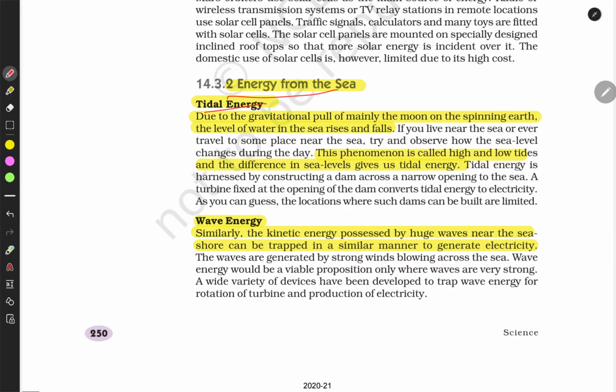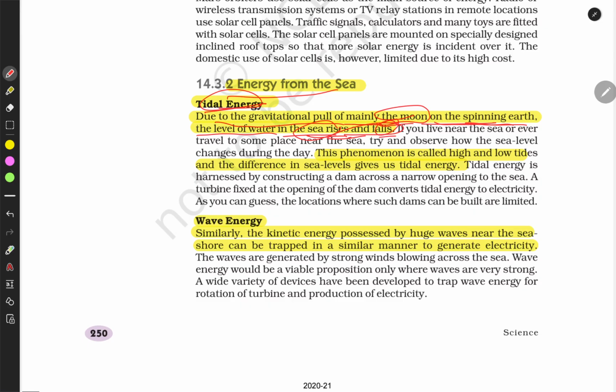We also obtain energy from the sea in the form of tidal energy. Due to the gravitational pull, mainly of the moon, on the spinning earth, the level of water in the sea rises and falls. So this happens due to the moon's gravity, and as the earth spins the water level rises and falls.